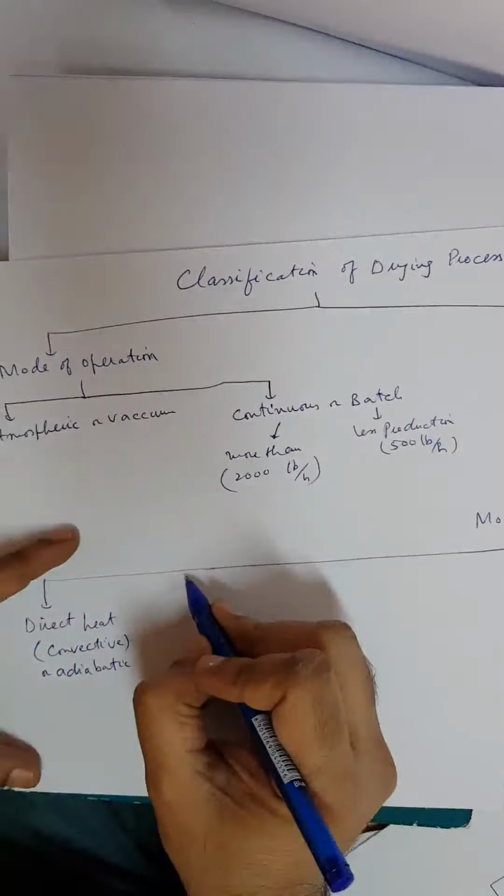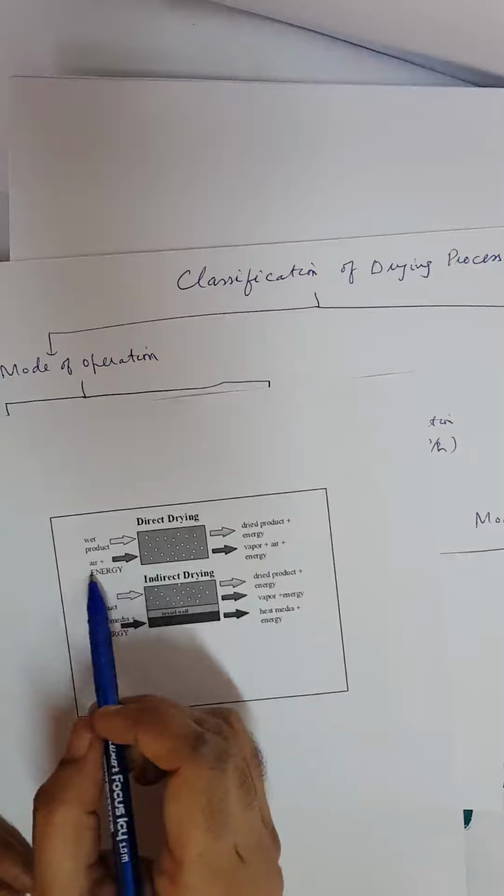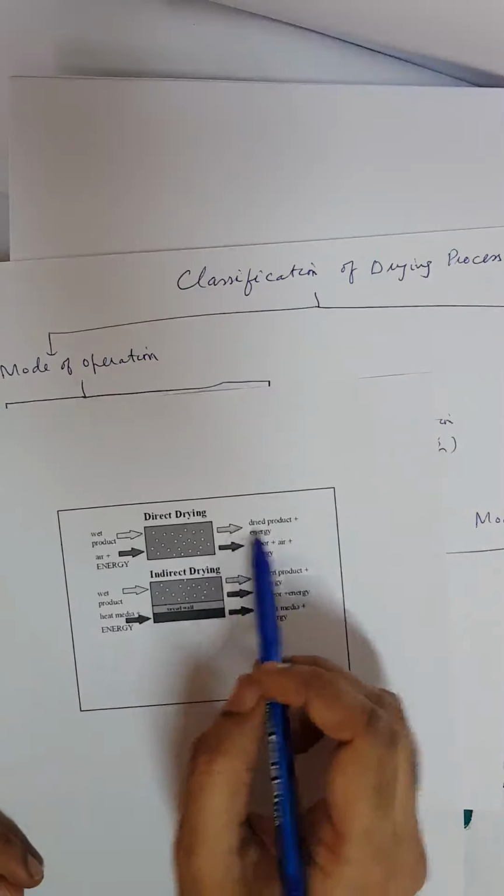Direct heat means like you're putting your clothes outside on the wall or wherever. Because of the dry hot air, the clothes become dry. This is why it's called convective heat transfer, also called direct heat. So you're applying the direct heat. This is an example of direct heat drying: your wet product is directly contacted with the air, and you get the dry product.